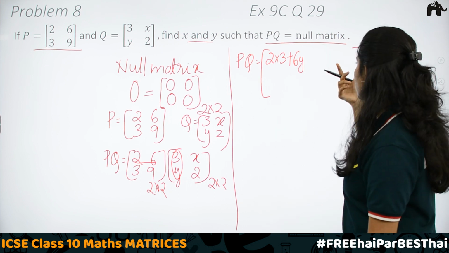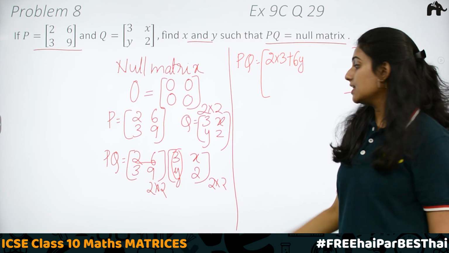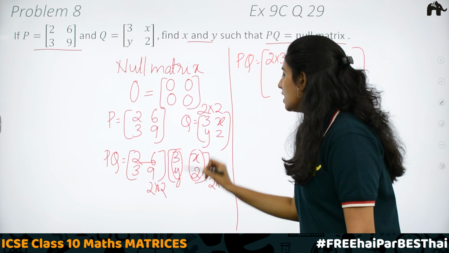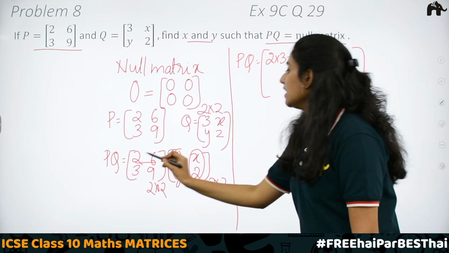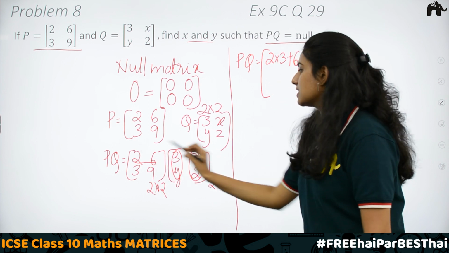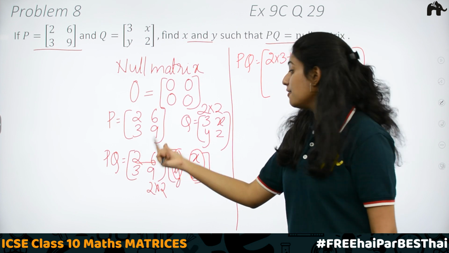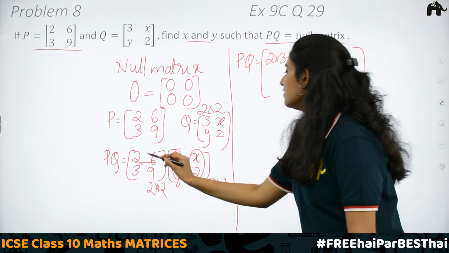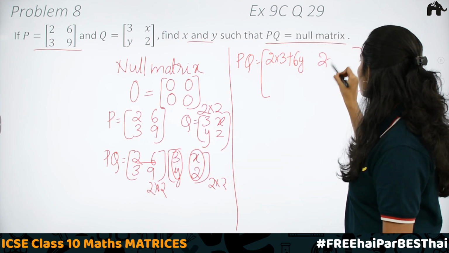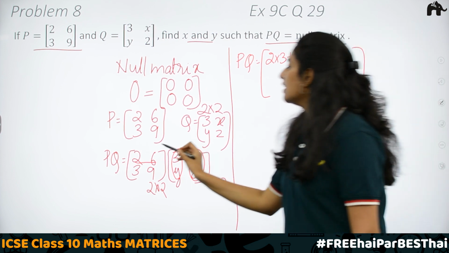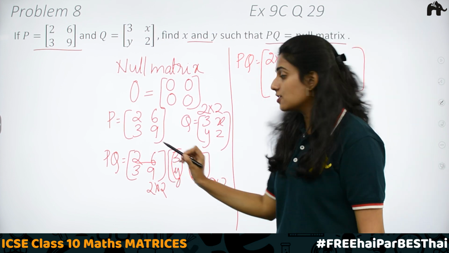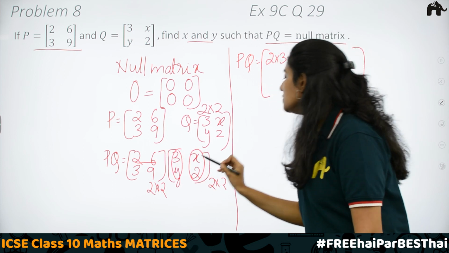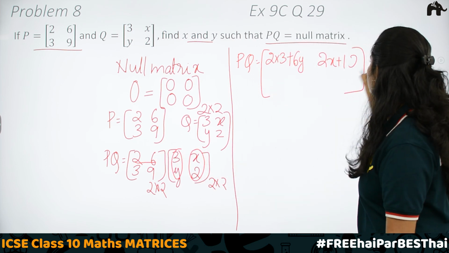Okay. To get the second element, we have to consider the first row and the second column. This is the second column of the second matrix. Here we have 2 into x, the first element of first row and the first element of the second column. We get 2x plus second element of the first row, second element of the second column. 6 into 2 is 12.